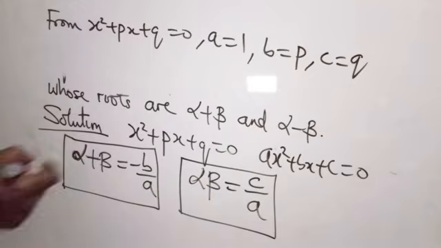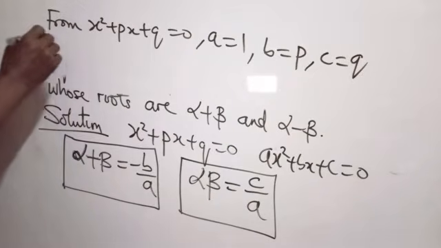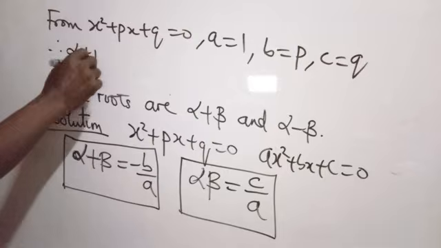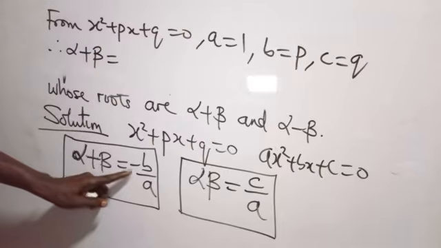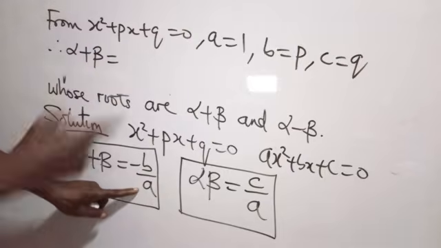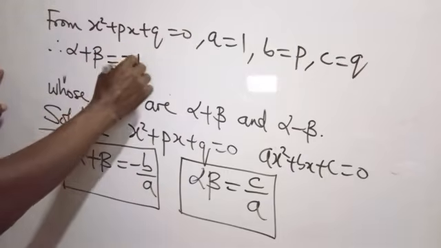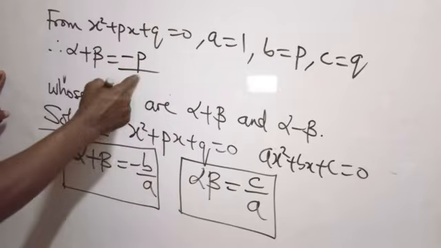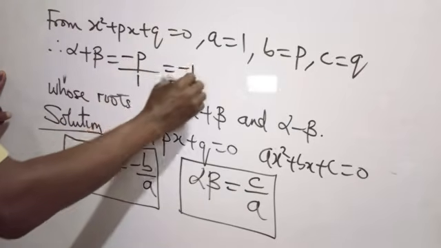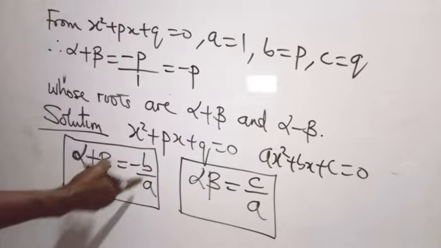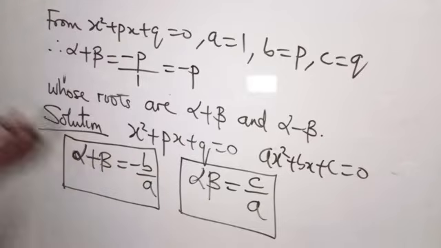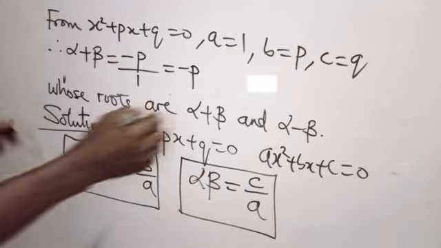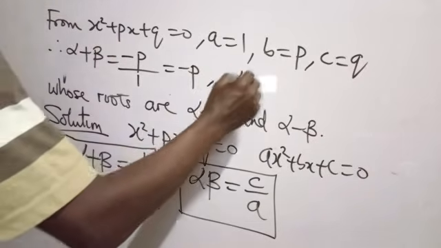With that comparison, we can now say, therefore, alpha plus beta as given is minus b all over a. That means minus b is minus p, all over, our a is 1. So it's minus p. That is alpha plus beta, using this formula, minus b all over a. Now, what is alpha beta? That is when they are multiplied.